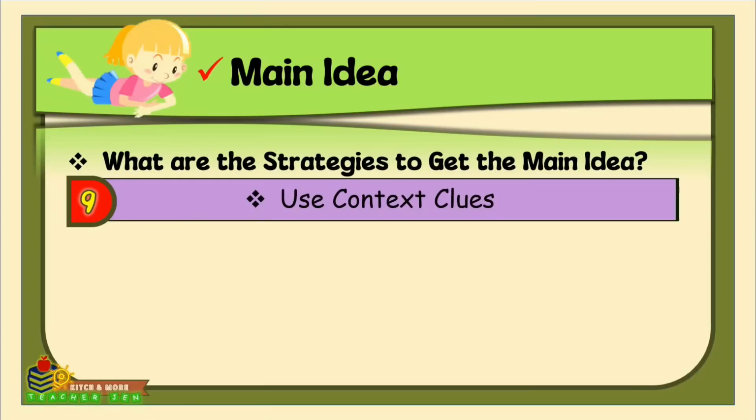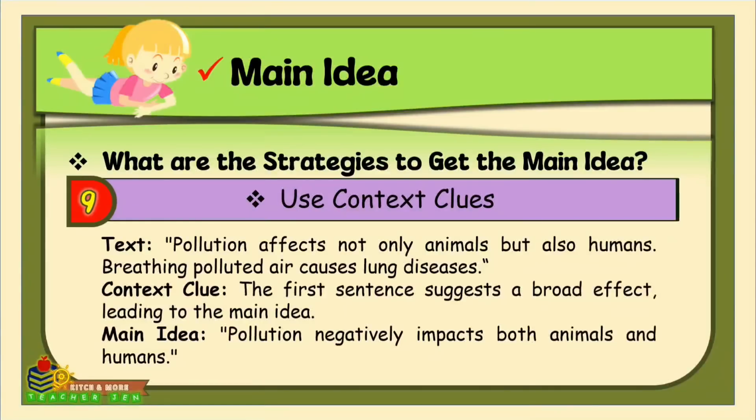Then number 9, use context clues. So look for hints in the passage that reveal the main idea. Pay attention to first and last sentences as they often contain key points. For example, the text is, pollution affects not only animals but also humans. Breathing polluted air causes lung diseases. The first sentence suggests a broad effect leading to the main idea. And then here is our main idea. Pollution negatively impacts both animals and humans.